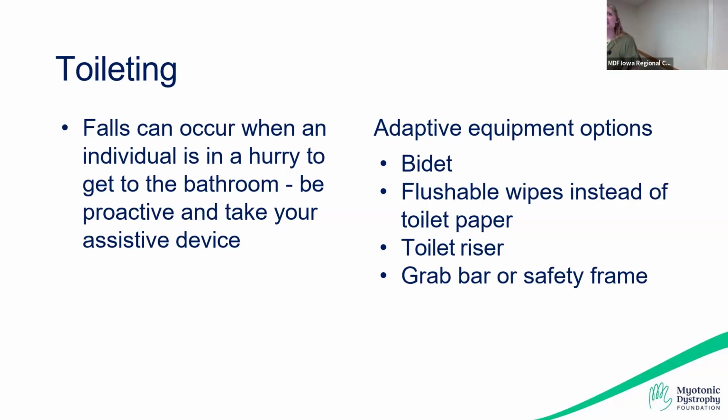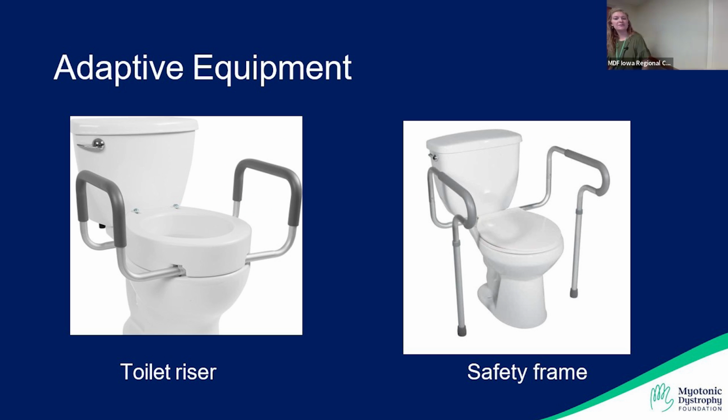Adaptive equipment options for toileting are never popular to talk about, but they're really important. If your shoulder motion is limited and you can't get back behind you for adequate wiping, that can be a real barrier. So a bidet is wonderful for that, or flushable wipes instead of toilet paper can make life a little bit easier. As far as actually getting on and off the toilet, they have toilet risers, which just give you a couple extra inches, which makes a huge difference when you're trying to stand up from a surface.